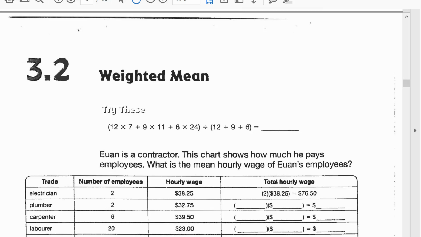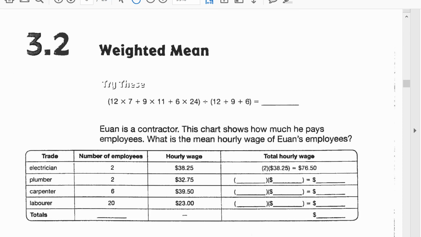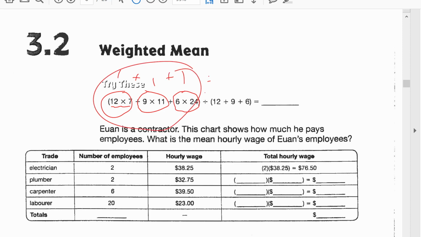All right, we're moving on to Unit 6, Section 3.2, Weighted Mean. So try this. In your calculator, type in 3 times 12, 12 times 7. When you get your answer for that, add it to the answer of 9 times 11, and add that to the answer of 6 times 24. You have to do these three things separately and then add them. And then when you get the total, divide by the total of these three. And you will get probably 12.11.